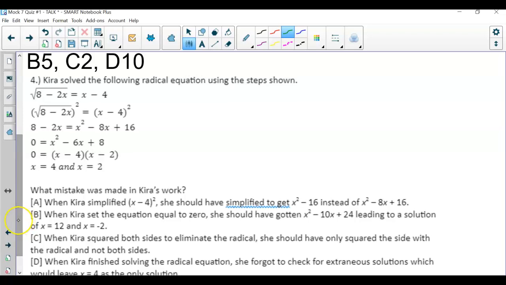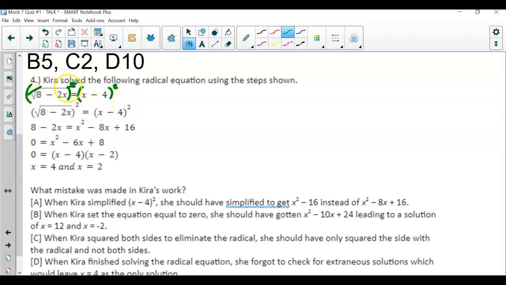Now, for this question, look for the version, and you're looking to see what mistake was made. So I noticed first off, and I'm going to go through as if I were to solve this, and if you were to raise both sides, right? We raised both sides to the second power, which was done.